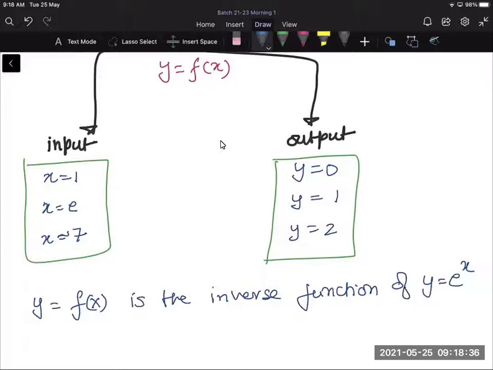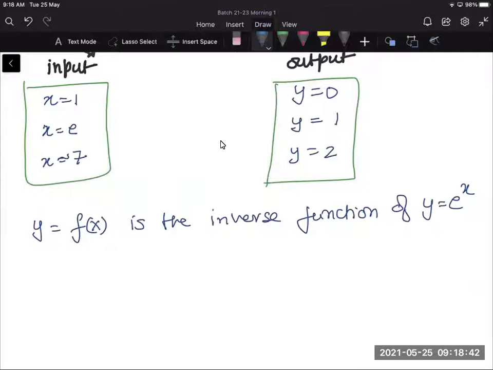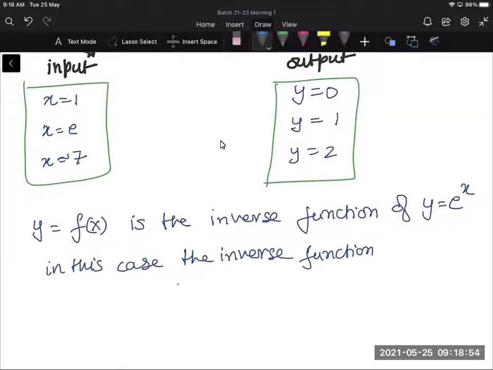So what is this function, right? In this case, as was pointed out, the inverse function is y is equal to ln x. Okay, and I want to show this to you.